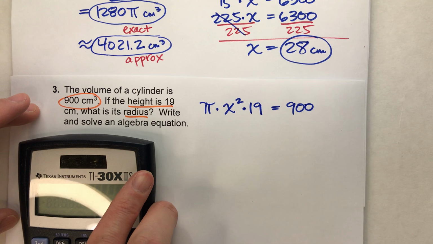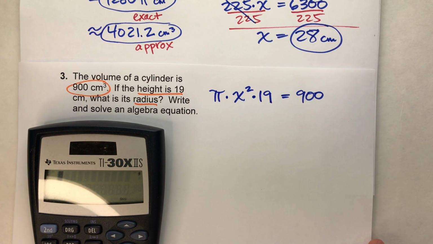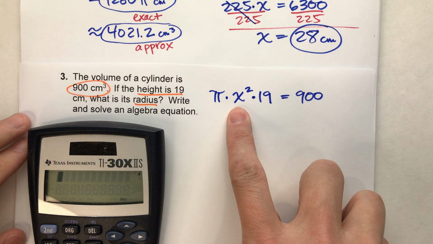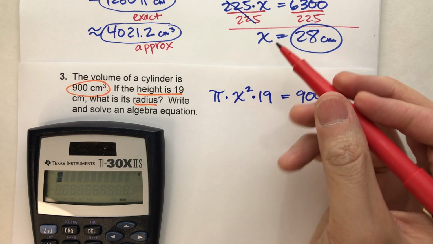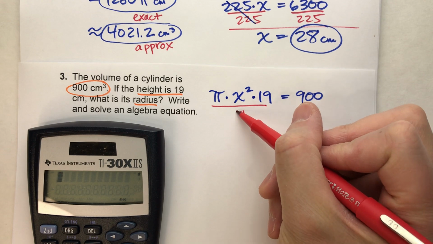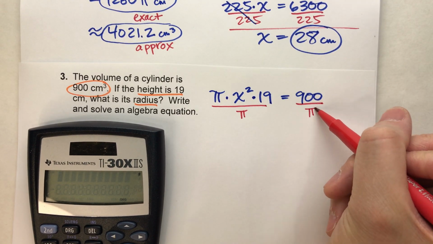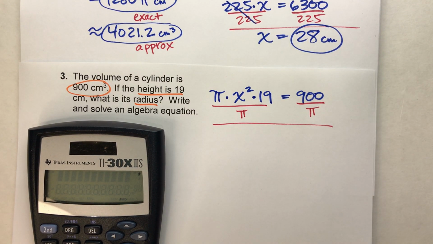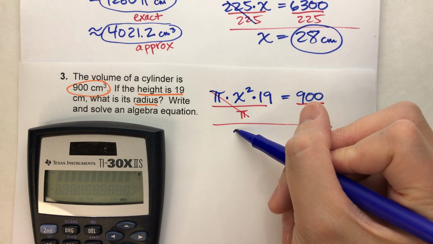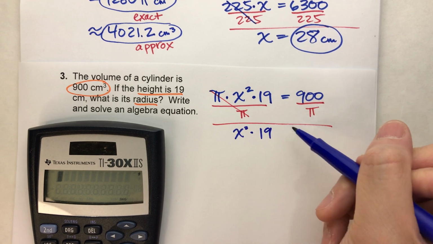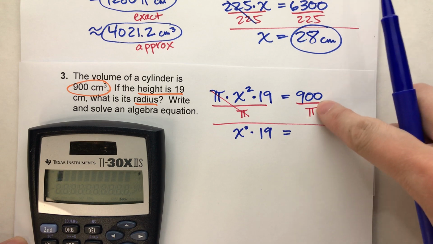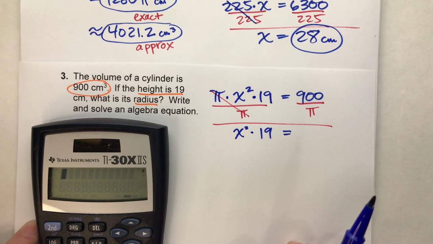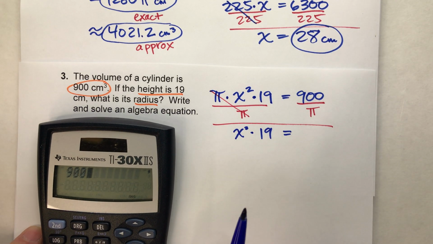So let me get my calculator ready. All right, so we've got x times all these things, pi times all of these things. So my first step, I'm just going to divide both sides by pi, just like I did last time. Divide by pi. Now, multiply and divide by pi undo each other. And I'm left with x squared times 19 equals. Now on the other side, 900 divided by pi. This time there's no pi to cancel it out, so I'm actually going to have to divide on my calculator. 900 divided by pi.